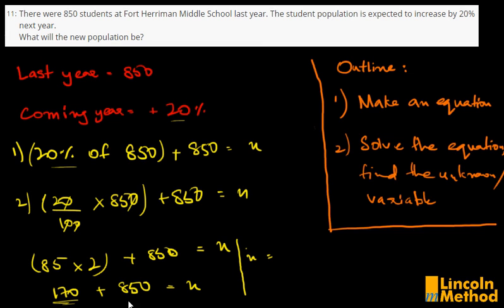X equals, if we add 100 to 800, we get 900, and if we add 50 to 70, we get 120. So 900 plus 120, I'll break it down, and that gives us 1020 students. So what will the new population be? The new population is going to be 1020 students.